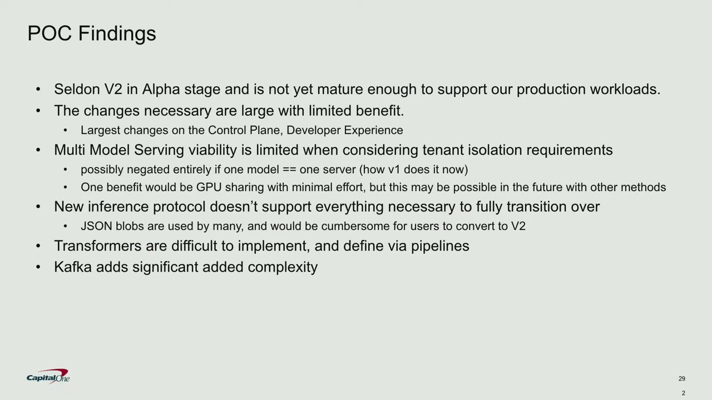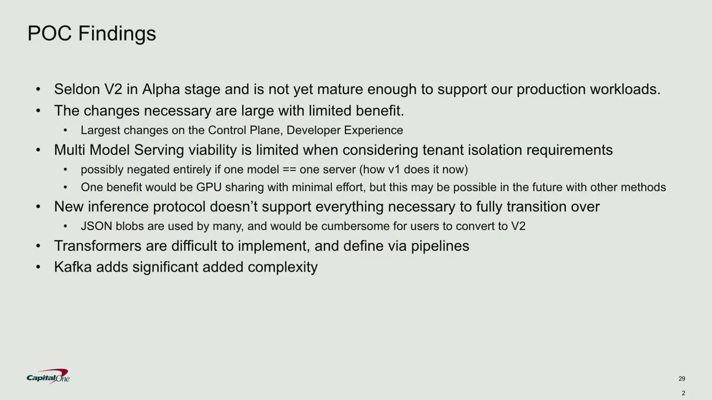So our POC findings are that Seldon V2 was an alpha, and it was not yet mature enough to support production workloads. The changes necessary were pretty large and have pretty drastic effects on the general process of how you deploy a model onto MAS. And multi-model serving viability is pretty limited when you have to consider the requirements of the financial industry, of how do I prove XYZ happened in this state.